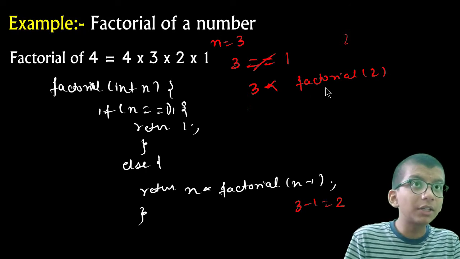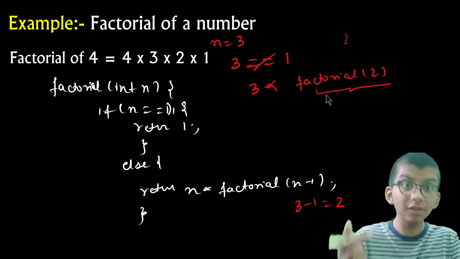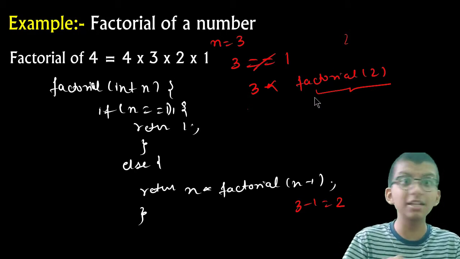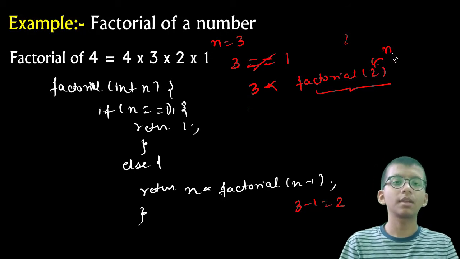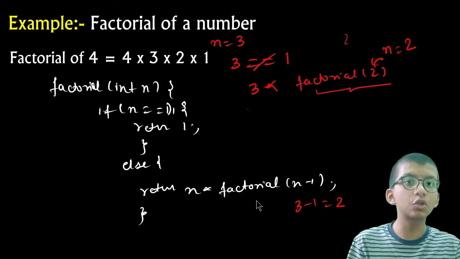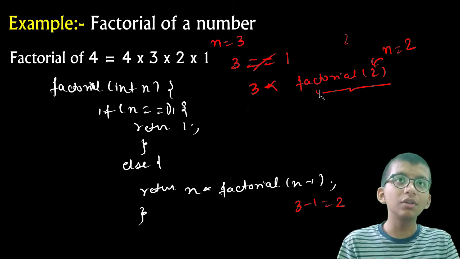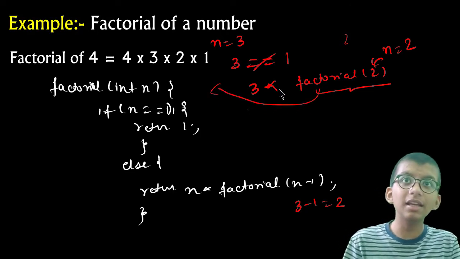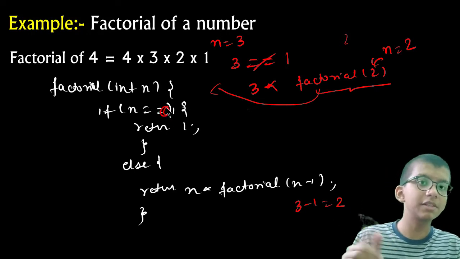Now it wants the factorial of 2, so again we are calling the same function, but it is a different call. It is the same function, but a different instance. So now n equals 2. Now it checks, so here it will be 0. Okay, so it will be 0.